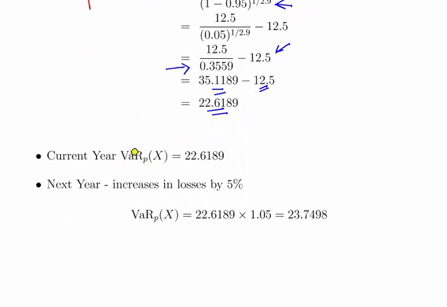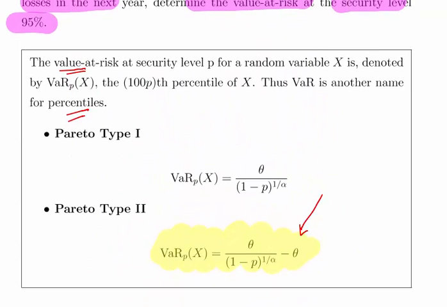Okay, value at risk. And what do we do for next year? Essentially, losses increase by 5%. So we just take a very simple approach to this question. If the losses increase by 5%, we just scale it up by 5%. So multiply it by 1.05, and we get an answer of 23.7498, or thereabouts. So that's it. The VaR formula, which is a close cousin of percentiles and quartiles and quantiles and so on.